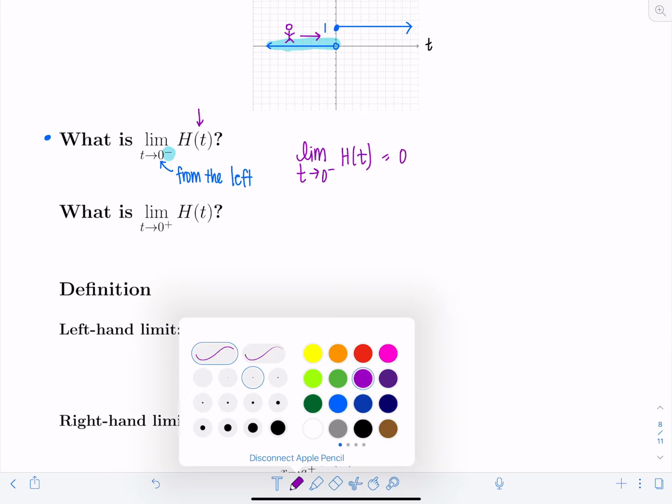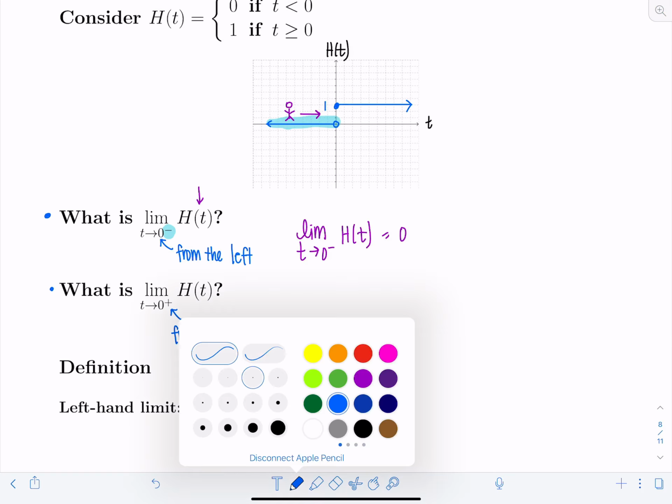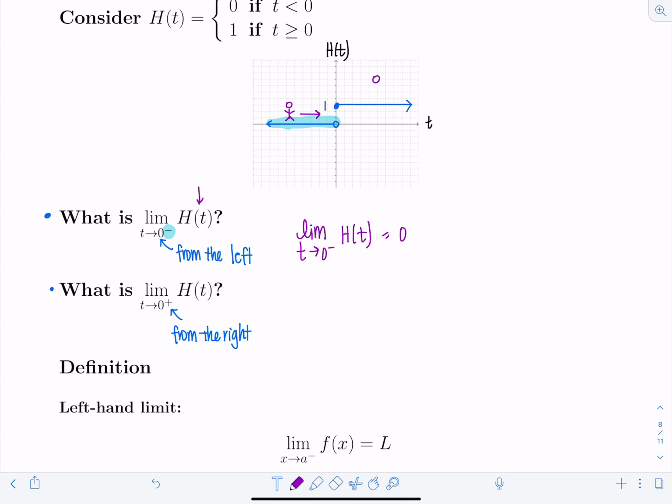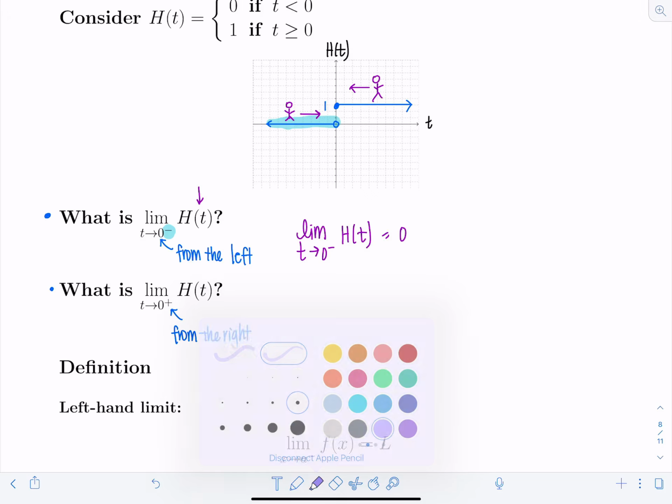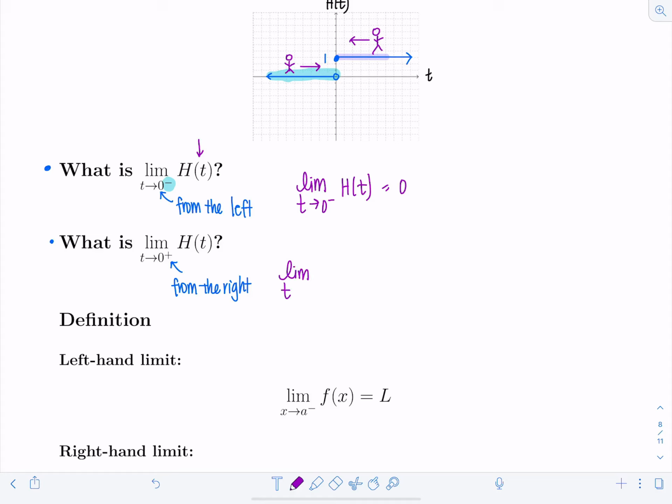Okay, let's switch it up. So what is the limit as t approaches 0 from the right of h of t? So when you see this plus sign here, that means now you're coming from the right. Okay, so let's draw our little person in here walking on the graph. This time they're coming from the right side, this way. As you're walking on the graph, approaching 0 from the right, what's your height? What's the function value? Make sure you write this all out properly. So the limit as t approaches 0 from the right of h of t is equal to, in this case, 1.